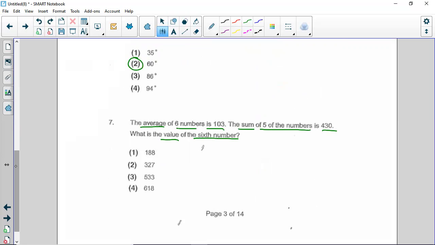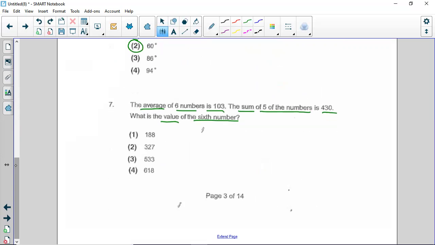Now, if you are confused and you don't know how to do it, then think of how to draw a model, which is the average model. So draw the first sentence, the average of 6 numbers. So what is average? It means that every number is the same, right? So you have 103. See, every number is the same, but are those their real numbers? No, it's not their real numbers, right? It's just that everyone is the same. That's average. And immediately you can find the total. So once you have the average, you can find the total.